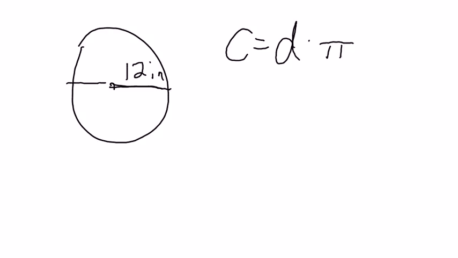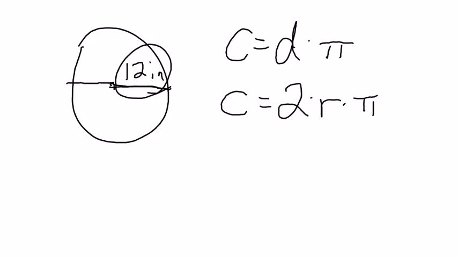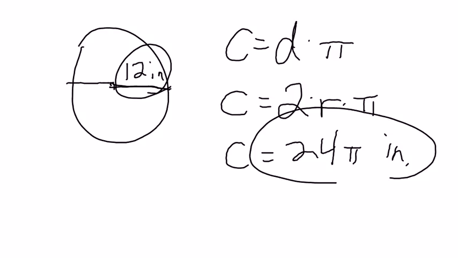So what's our circumference? Well, we need the diameter here. We can also say that the circumference equals 2 times the radius times pi. Our radius is 12, so we substitute 12 in for r, and we get circumference equals 24 pi inches. And there's our answer.